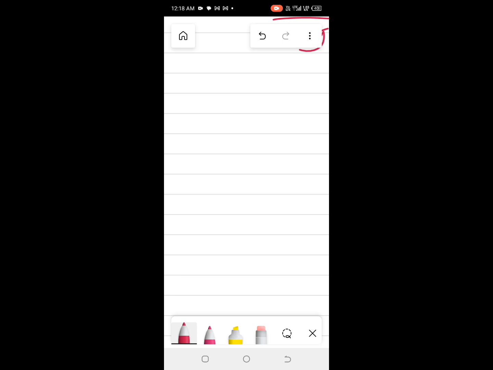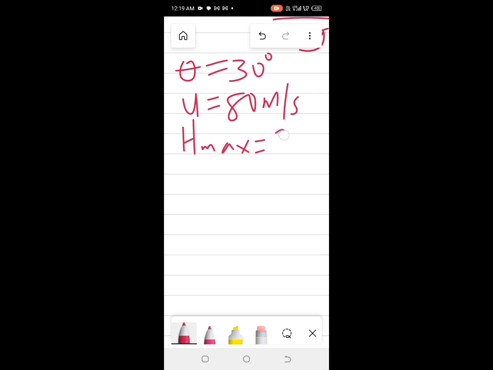Okay, so this question says an object is projected with velocity of 80 meters per second at an angle of 30 degrees to the horizontal. So that means our theta is 30 degrees. And they said the object is projected with velocity 80 meters per second. So that means our u is 80 meters per second. The question now says the maximum height reached is dash. So your h max, that's what they are asking you for, is unknown.